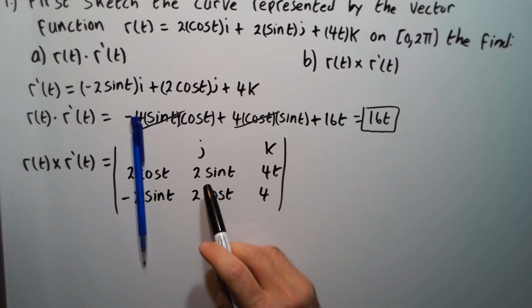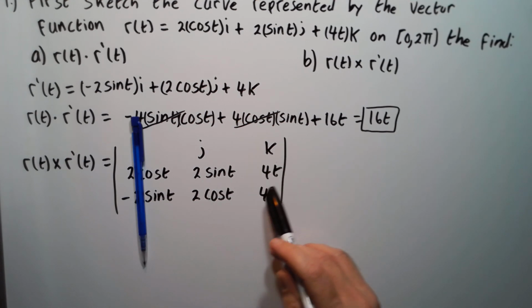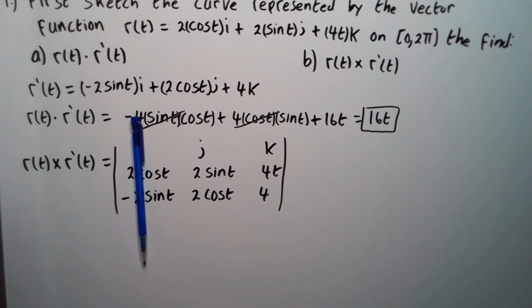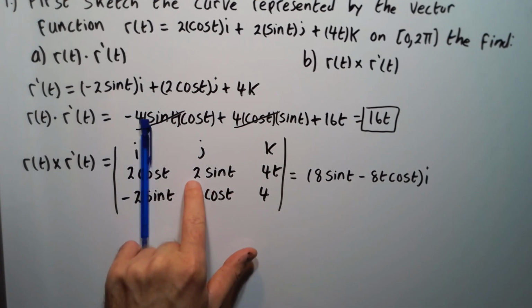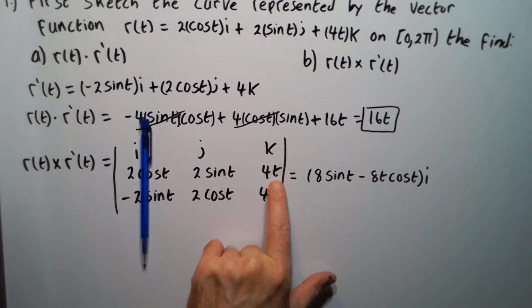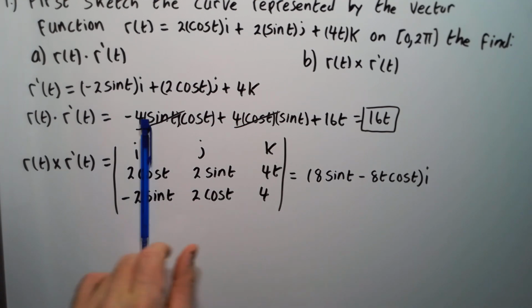So it'll be 2 sine t times 4 minus 4t times cosine of t. That'll be the i component. Let me write it here. So we get this then. Again, 2 times 4 will be 8 sine, then minus 4t times 2 cosine will be 8t cosine. That'll be the i component.